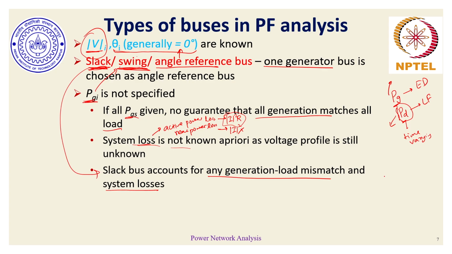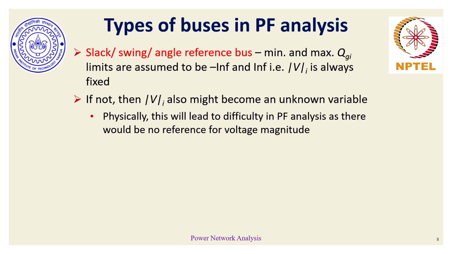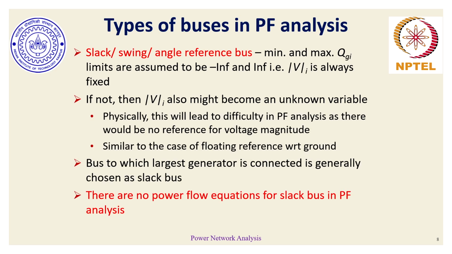So essentially PGi and QGi are not specified for a slack bus or angle reference bus. In fact, ideally speaking, the slack bus should have infinite reactive power generation capacity. So generally one of those buses which is connected to the largest generator is chosen as the slack bus. Min and max limits of QG are assumed to be infinite so that the voltage magnitude can always remain fixed. If it is not chosen, then what would be the problem?